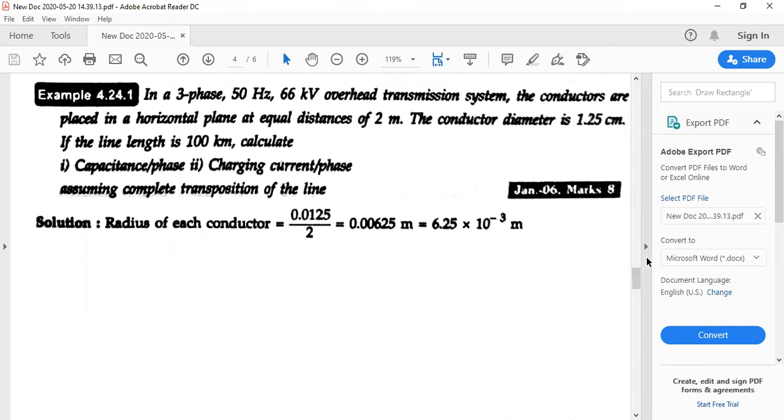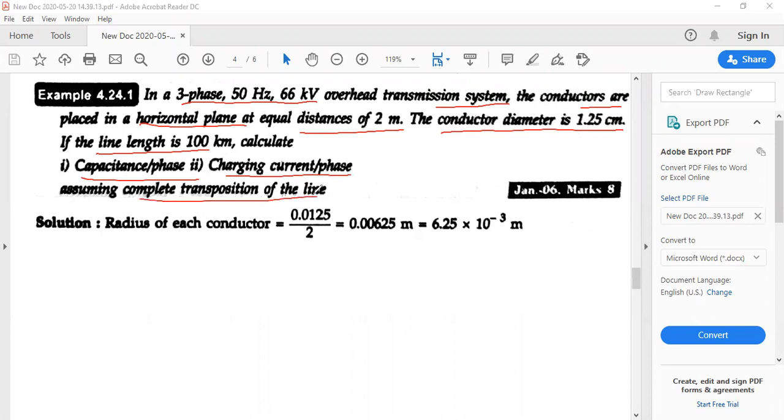Let me read out the problem. It is an equal distance, or what you can generally find out from equal distances. It's a three-phase 50 Hertz 66 kilovolt overhead transmission line system. Okay, so the conductors are placed in a horizontal plane at an equal distance of 2 meters. The conductor diameter is 1.25 centimeter. If the line length is 100 kilometer, calculate capacitance per phase, charging current per phase, and assuming the complete transposition of the line.